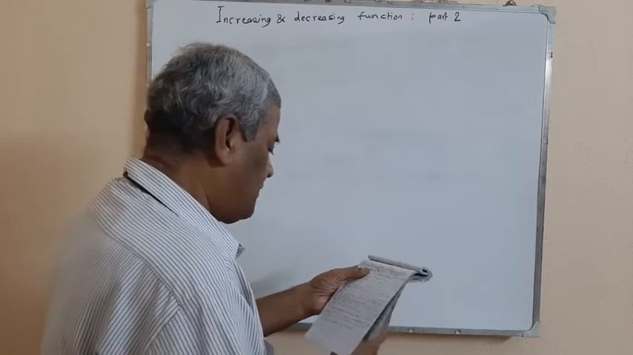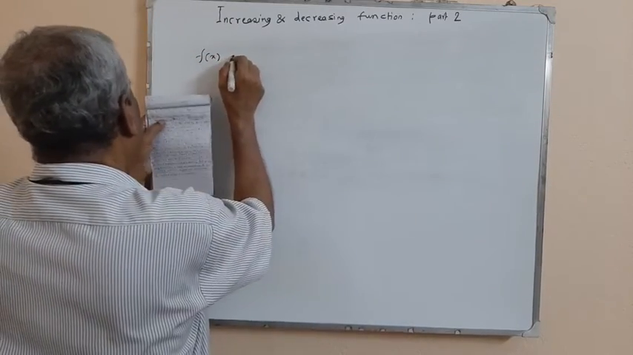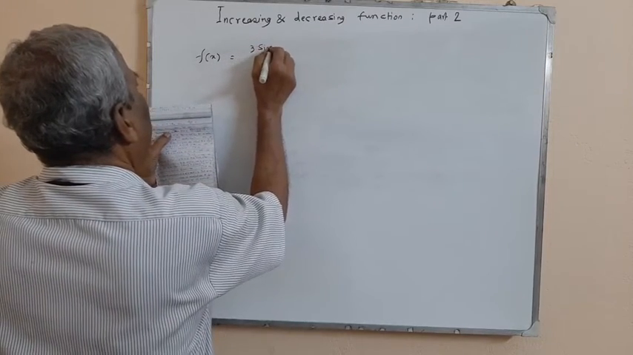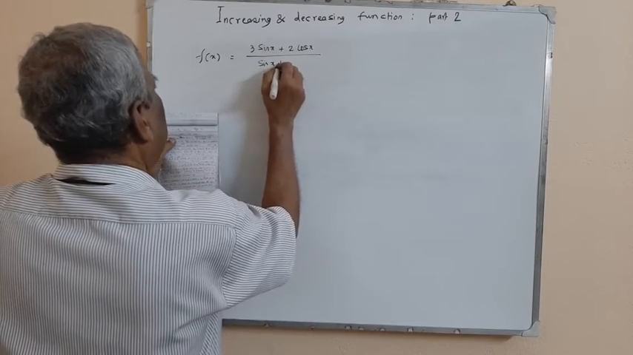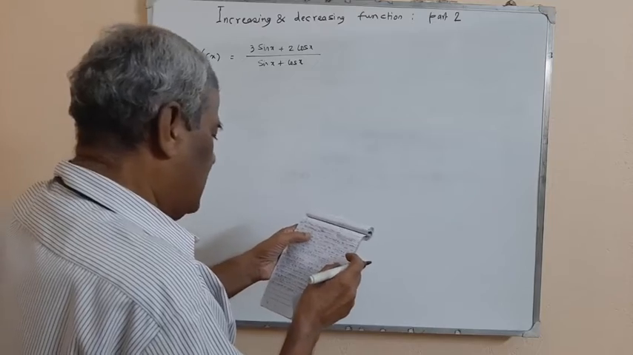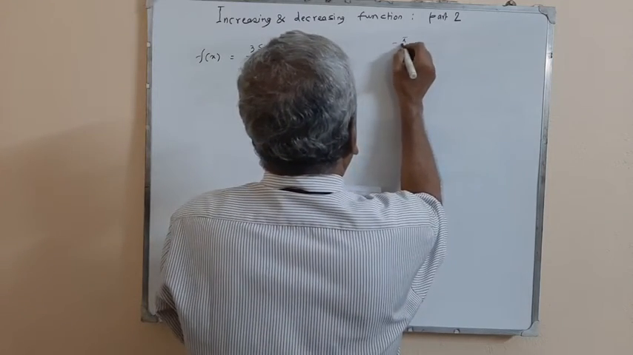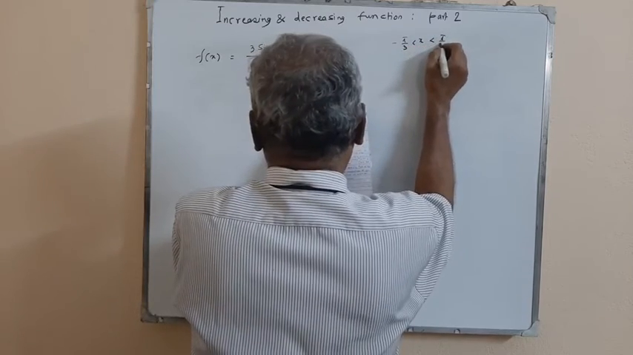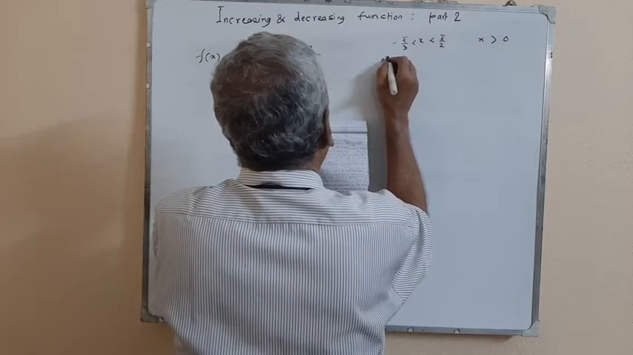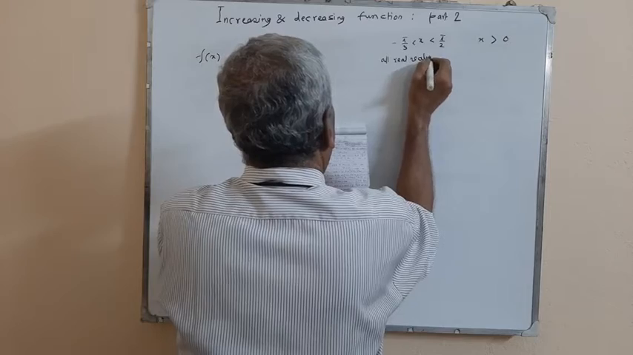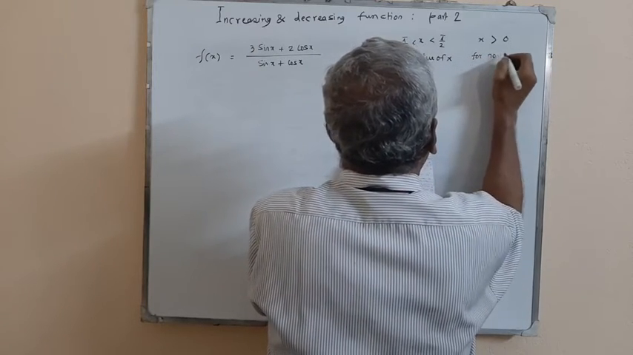Welcome. Take the first problem. The function f(x) = (3 sin x + 2 cos x) / (sin x + cos x) is increasing, rather strictly increasing, in which option: minus pi by 3 to pi by 2, x greater than 0, all real values of x, or for no value of x.